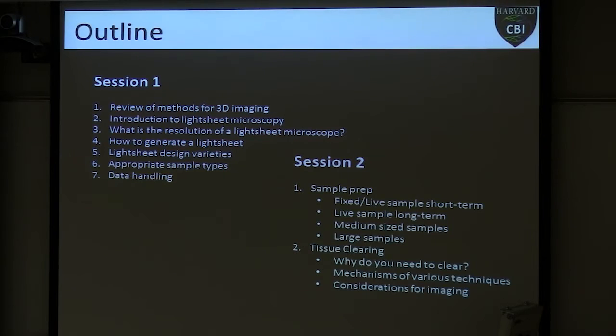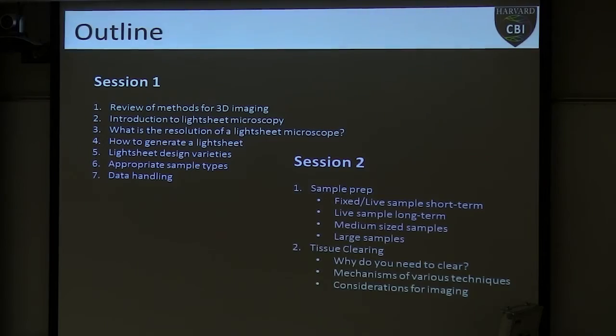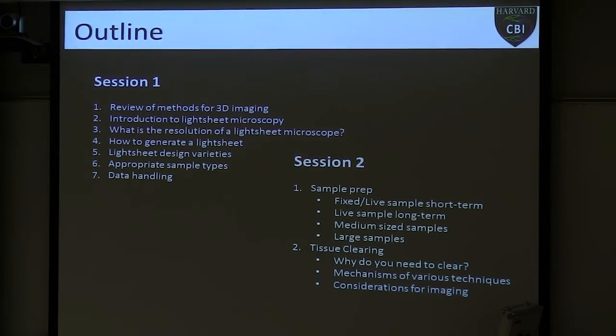So in the first session, what I'd like to talk about is a quick review about the methods that we have for 3D imaging, or the methods that we had prior to Lightsheet. Introduction to what a Lightsheet microscope is and a little bit of the history behind it. We'll talk about how you generate a Lightsheet and the different varieties of Lightsheet microscopes that are out there, and some of the appropriate sample types for this type of microscopy. And finally, a tough situation that we come into contact with Lightsheet is data handling. So we're going to touch on that as well.